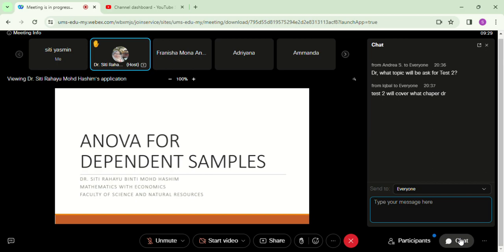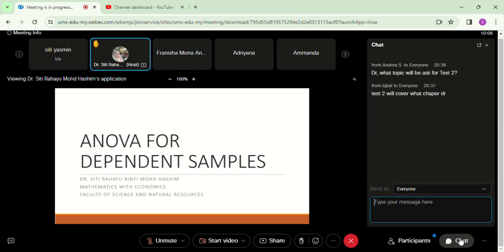So it will cover from correlation regression onwards. It means that correlation regression and t-test, and then another one is Anova for independent samples. So Anova for dependent samples and non-parametric method is not included. Yeah, it's not included in your assessment.